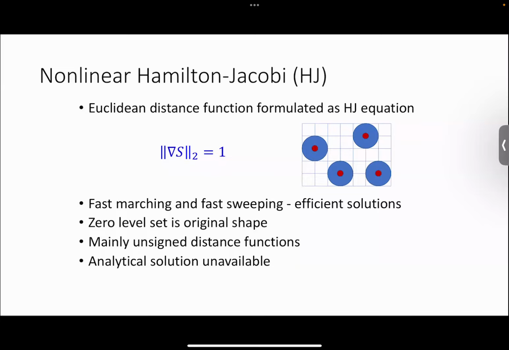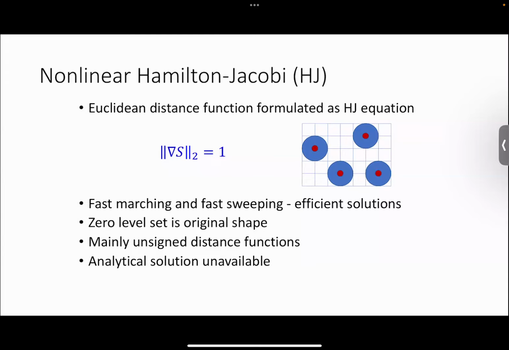The fast marching and the fast sweeping methods took advantage of this and came up with efficient solutions, which are order n log n, or even order n in some circumstances. The important thing here is that, while analytical solutions are unavailable, you have very good data structures that are capable of solving this problem.